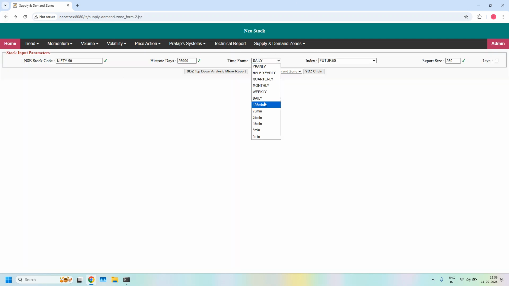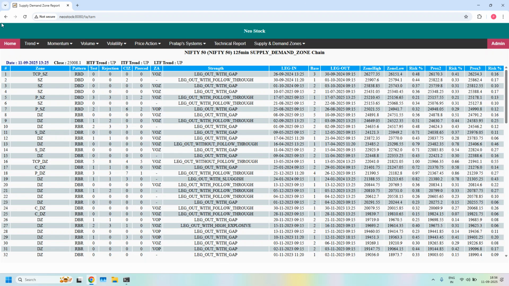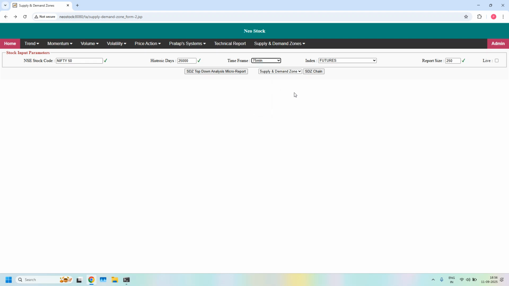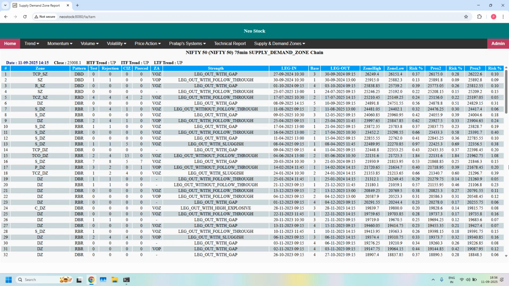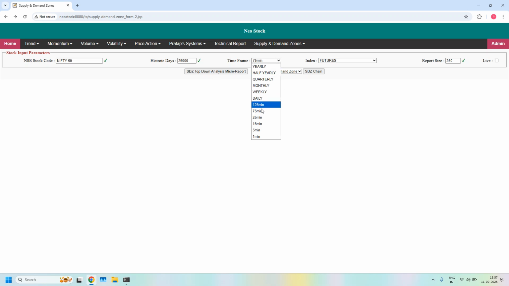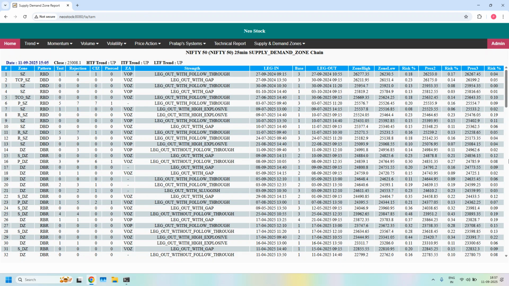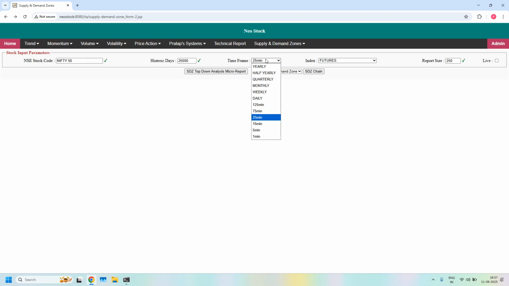Next, I am generating 125 minute supply demand zone chain for NIFTY. Next, I am generating 75 minute supply demand zone chain for NIFTY. Next, I am generating 25 minute supply demand zone chain for NIFTY. Next, I am generating 15 minutes supply demand zone chain for Nifty.